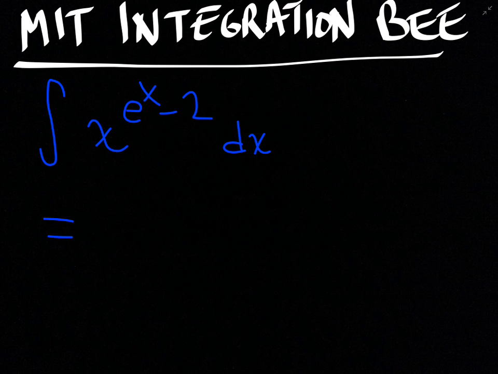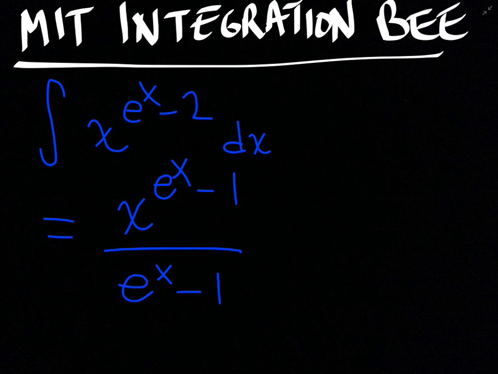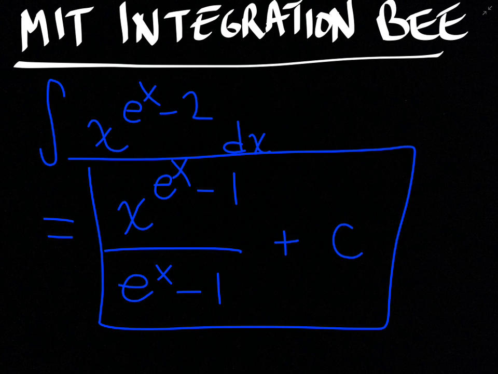And we will have our answer, which is x to the power of the original exponent plus 1, so that makes e minus 1, that's what I was saying, divided by the new power, e minus 1, plus C, the constant of integration, and that is the answer.